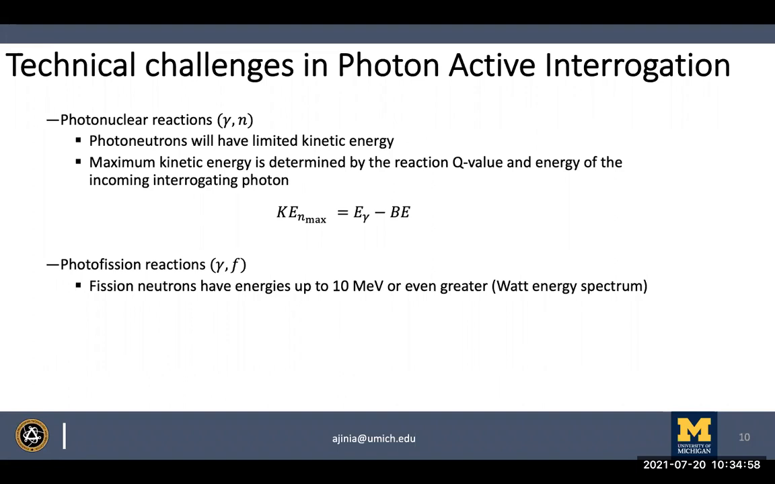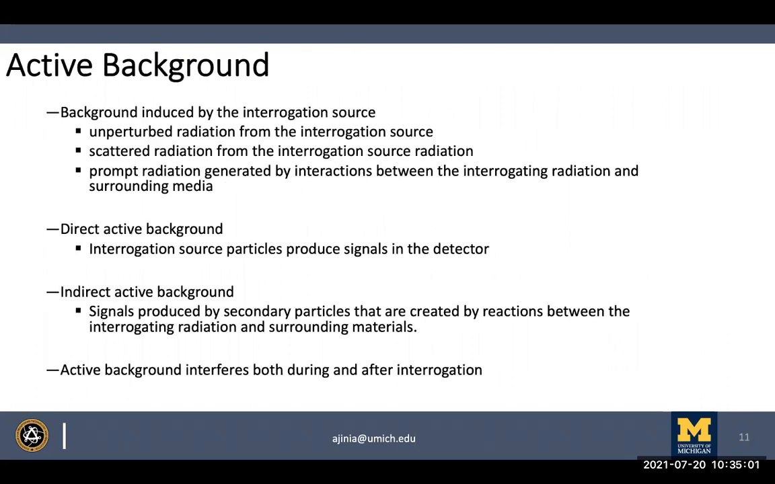Okay, so the final topic that I want to talk about in today's lecture is this whole concept of active background. In active interrogation, this active background plays a very important role. It doesn't matter what you use as your interrogating source, neutrons or photons, we always have this active background. Where is this active background coming from? The first is, of course, your interrogation source. The ionizing source that is used to interrogate the target is basically background, because that's not the signal for us.